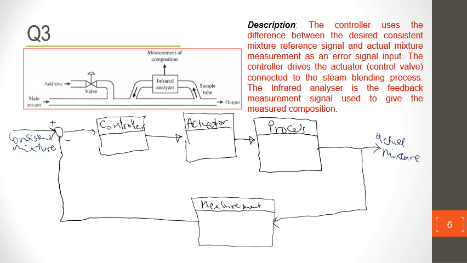And then there's a measurement here, and the measurement is done by the infrared analyzer. I just put IR here for infrared. The infrared analyzer gives us the measurement of composition. Now, once you've got the measurement of composition, we can then populate what the actuator is. The actuator is actually the valve, and then the process is the steam blending process.